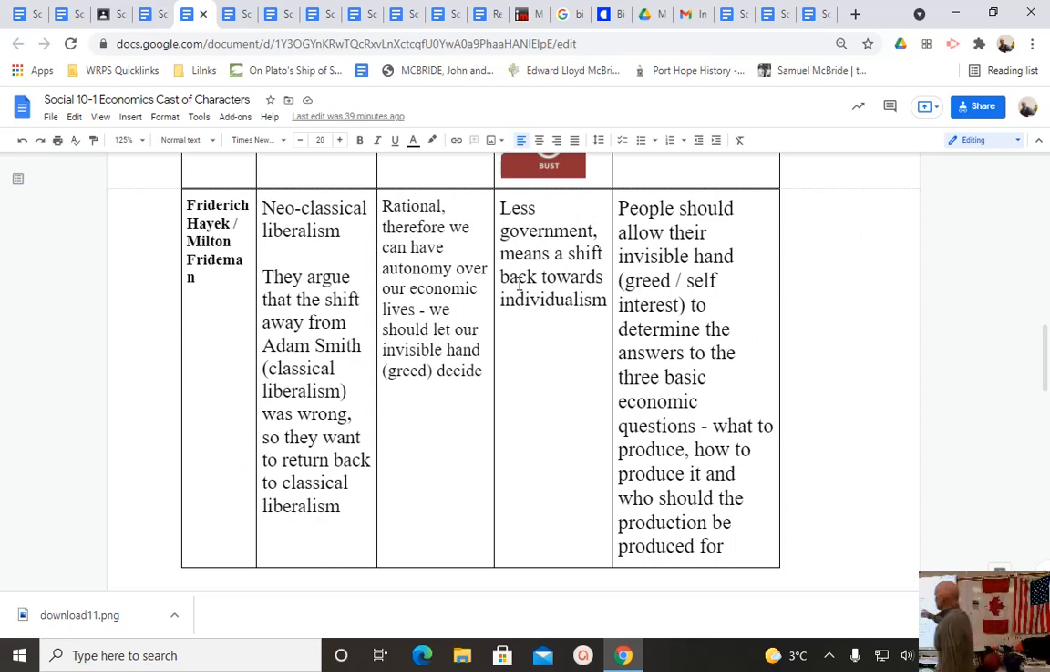So, all of the things here are the exact same things I had under Smith. What are we? We're rational. Therefore, we should let greed, not government, shape the economy. Therefore, individuals should be guided by the invisible hand, and that should answer the three basic economic questions. This is all literally copied and pasted. So return back to Smith. So as long as you know Smith, you know Friedman and Hayek. Is there a little bit more to their story than that? Of course there is. There's going to be more we'll talk about in grade 12. So we have classic liberalism, modern liberalism, neoclassic liberalism, and what is Marxism? That's non-liberalism. They don't like liberalism at all, right?